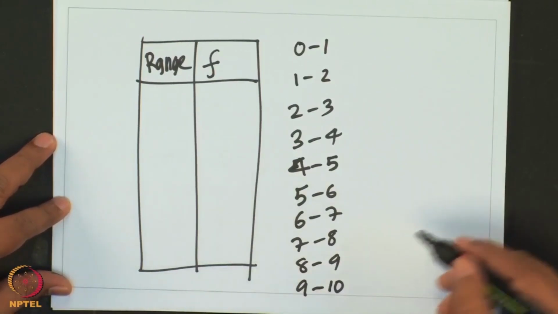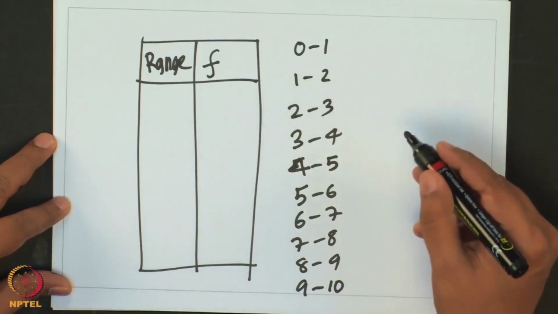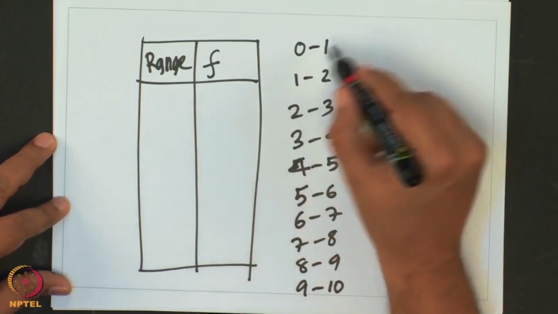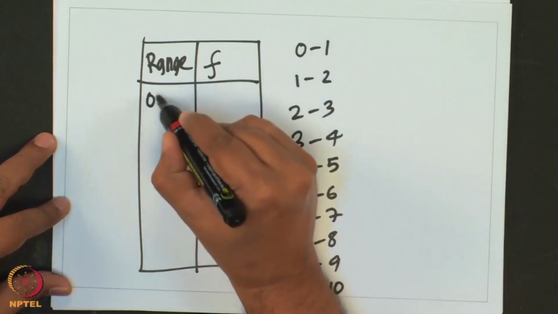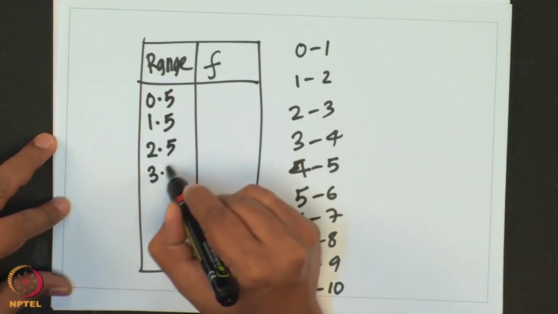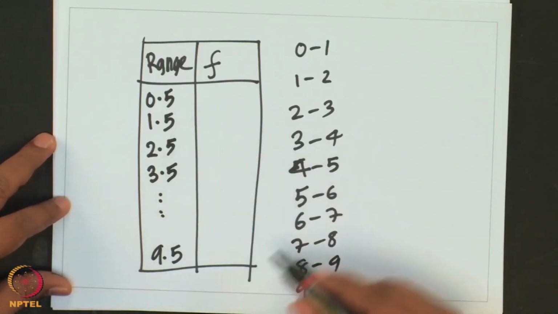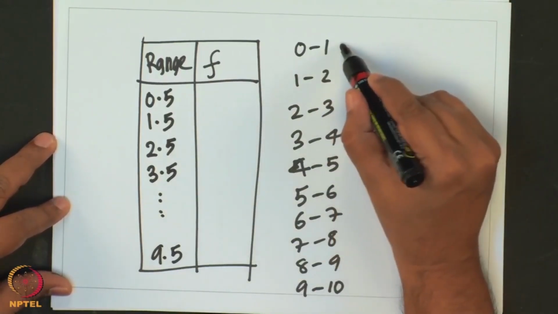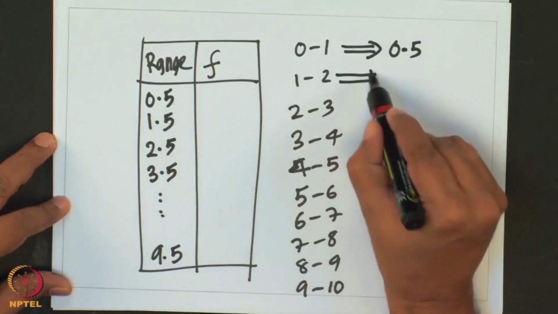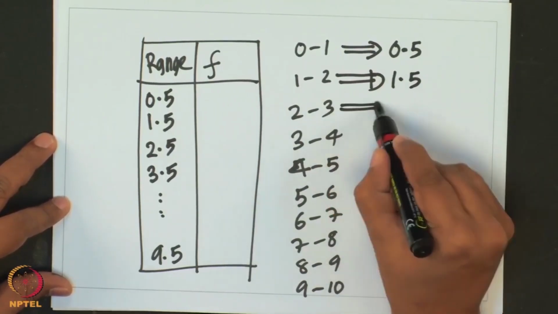These are the range, and corresponding to this range, I would have different numbers. So now this I would represent by a number here. I would, for example, represent by the middle value of this. Let me call this 0.5, 1.5, 2.5, 3.5, and so on and so forth, 9.5. So instead of the 0 to 1 range, I just put a value 0.5 here. Instead of 1 to 2, I could represent this by a middle value which is 1.5. This is one way of representing.